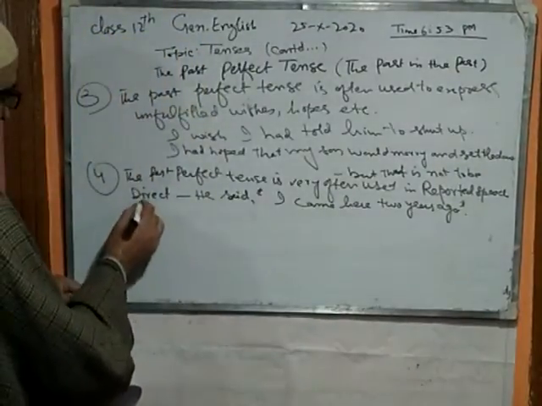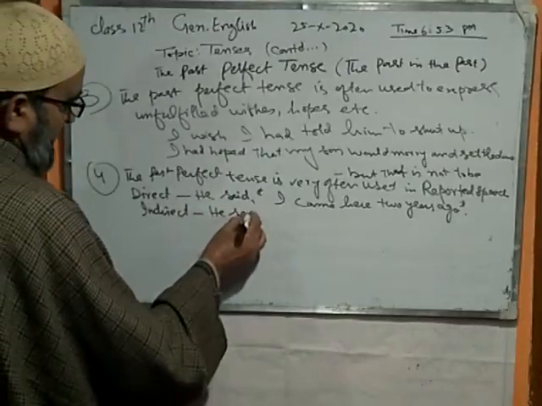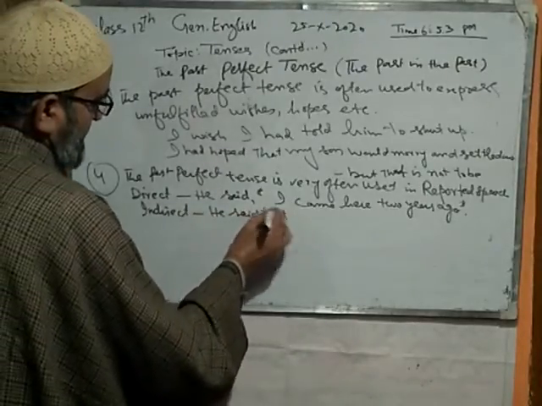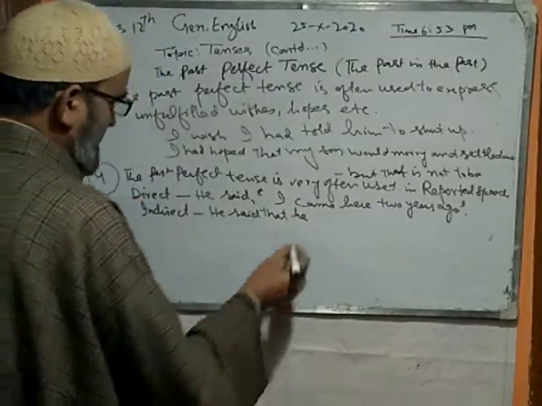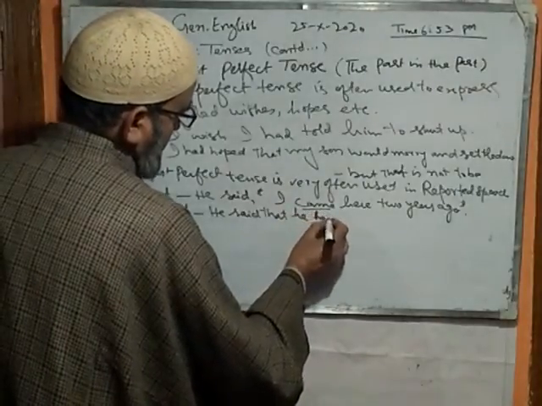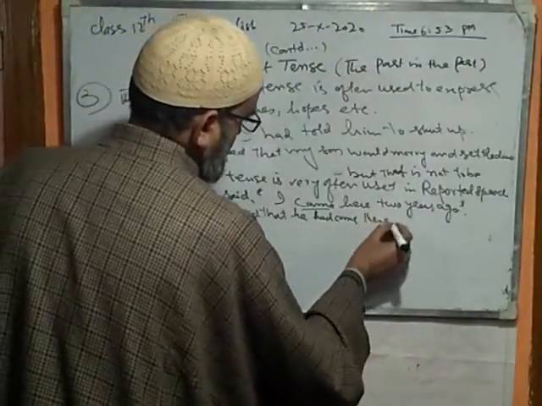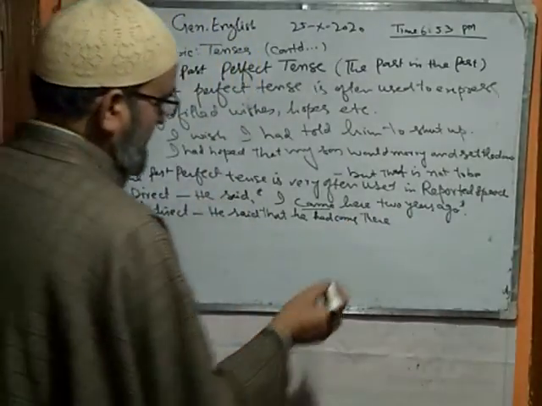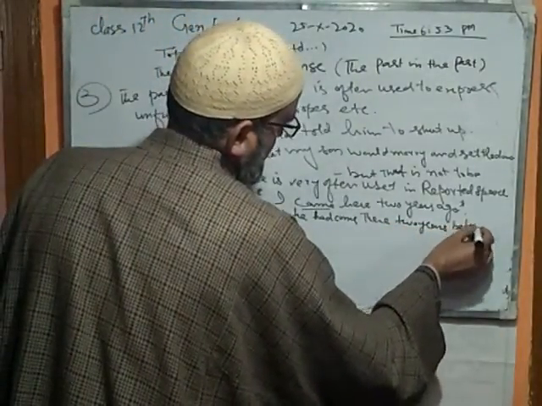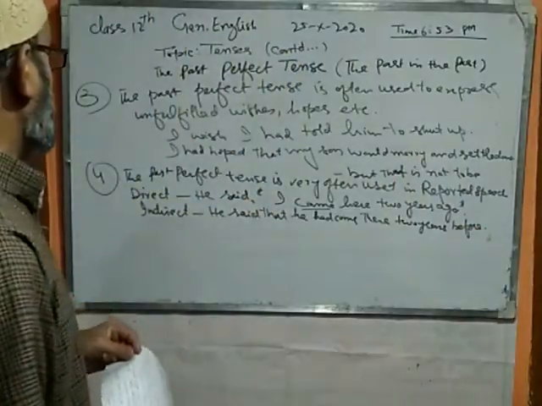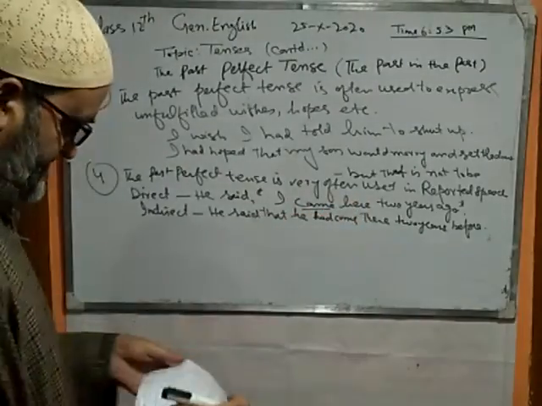Now, indirect or reported. He said that he had come there 2 years before. The conjunction that is added. I changes into he. Came is changed into had come. Here is changed into there. 2 years ago changes into 2 years before. Yes. Now you see here the past perfect tense is very often used in reported speech, and you see how.